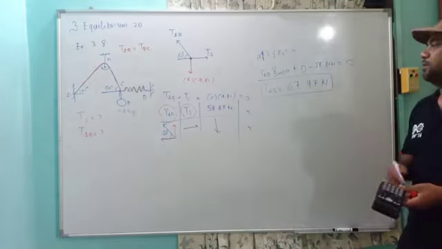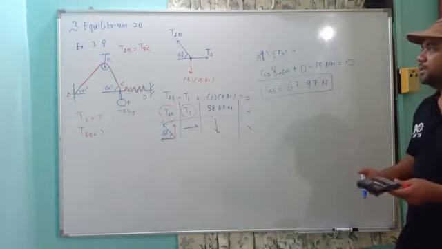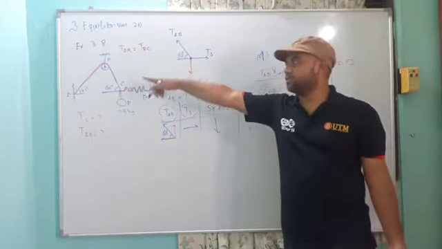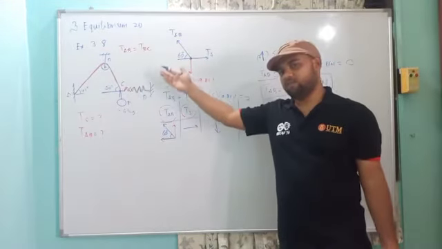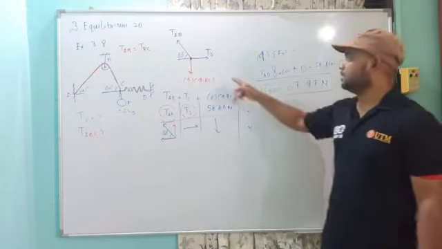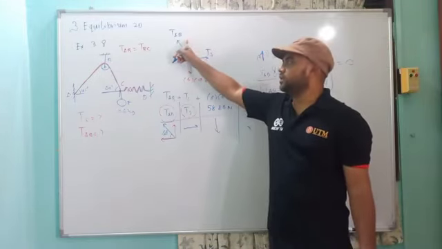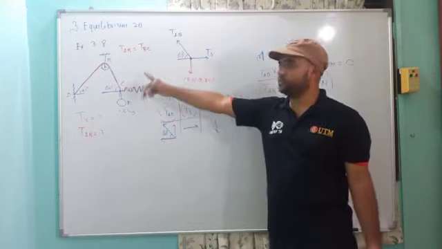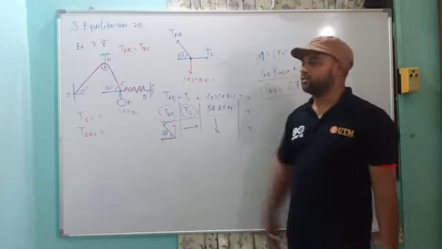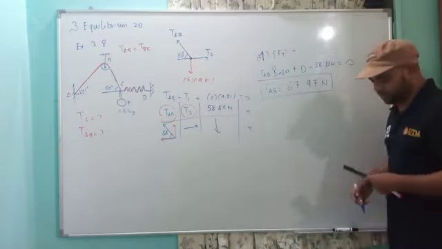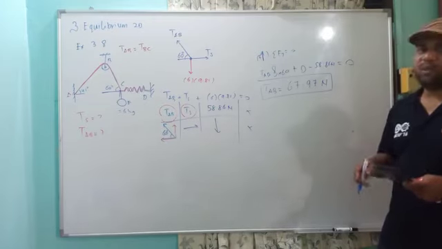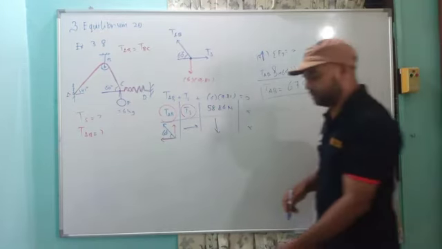Of course, by using the knowledge that one same cable passing through a pulley has the same tension. If you didn't memorize that or didn't understand that, you will get stuck here. This is TBC and you didn't know how to relate the TBC with TAB. Now you know, it becomes very simple. So please make sure that you understand that one same cable passing through a pulley has the same tension.